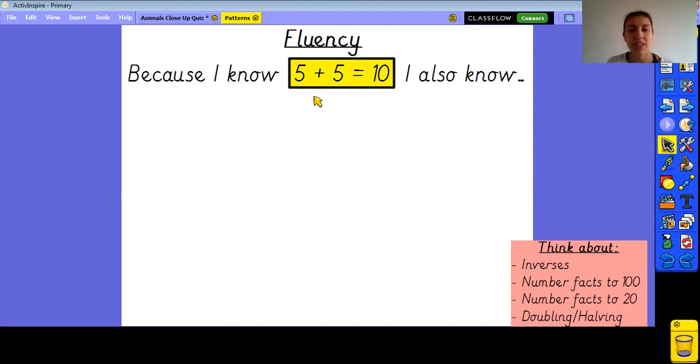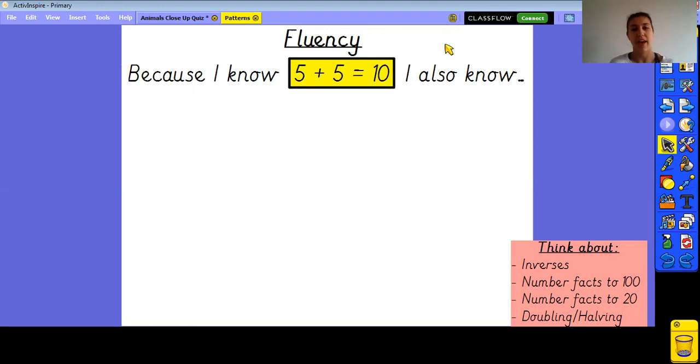So have a go, pause the video, write down as many as you can think of. If you manage to get at least 50 number facts that you know, just because you know this one, then I'd love for you to take a picture of that and send it through to your class email account so that I can see. When you've had a go, play the video again and I'll talk you through some number facts that I know, and you can see whether you got the same as me.